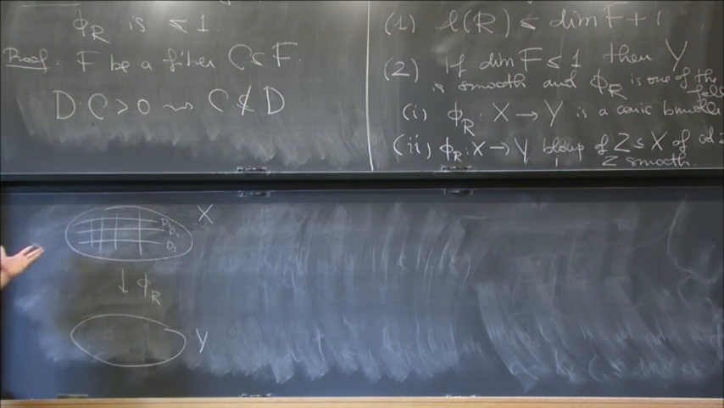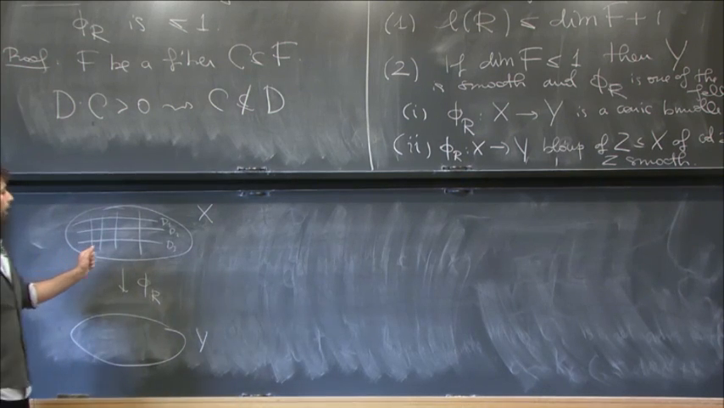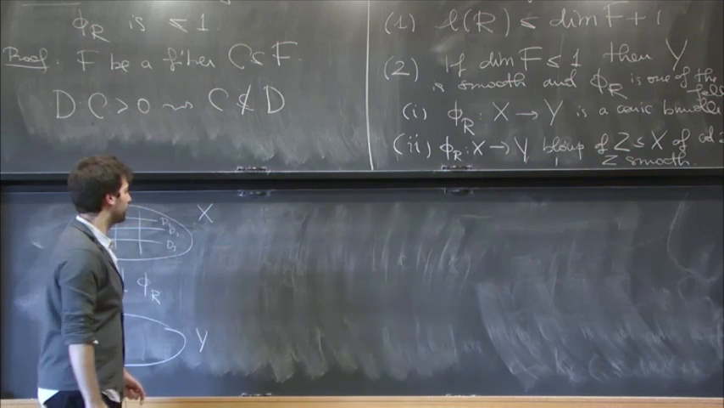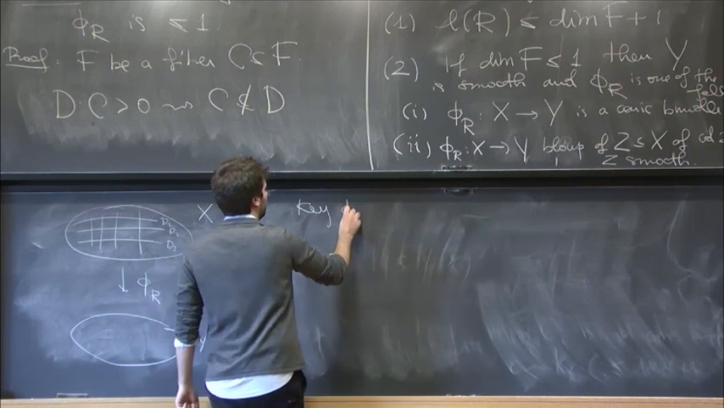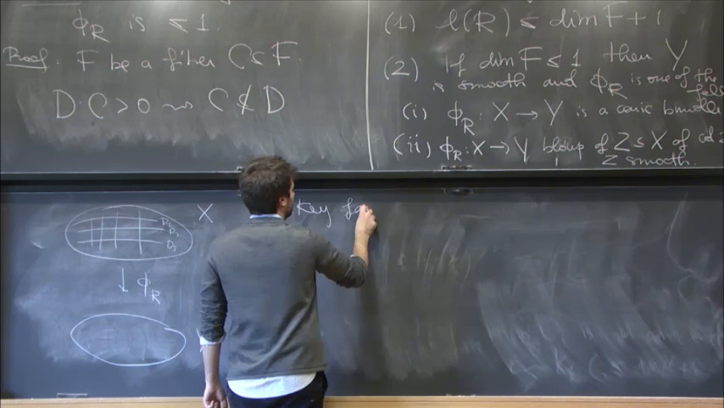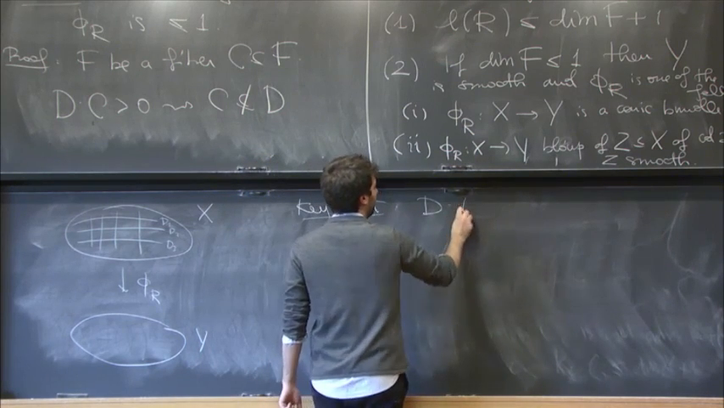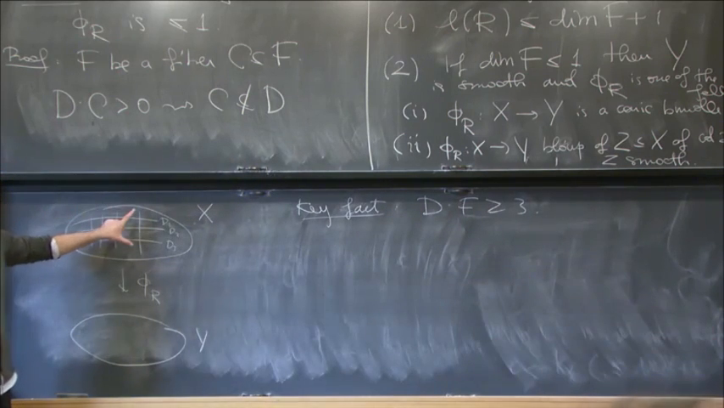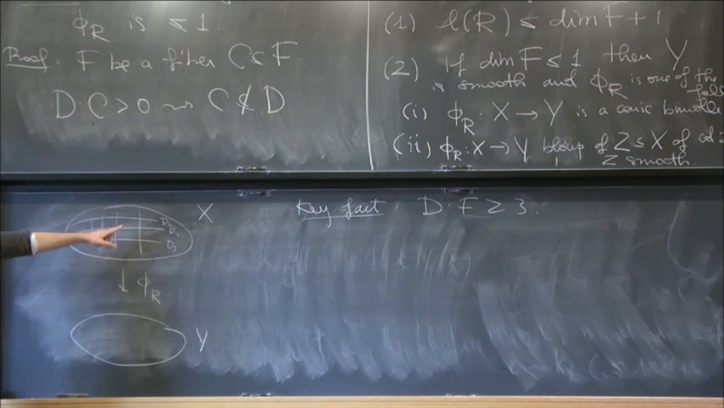And so the key observation is that a rational curve has to intersect the boundary in at least 3 points. Because otherwise I would have a metric with negative curvature on a P1 minus a point, or P1 minus 2 points. So the key fact is that D dot F, for a fiber F, is always greater than or equal to 3. So for any of those fibers, they have to go through at least 3 of these boundary components.